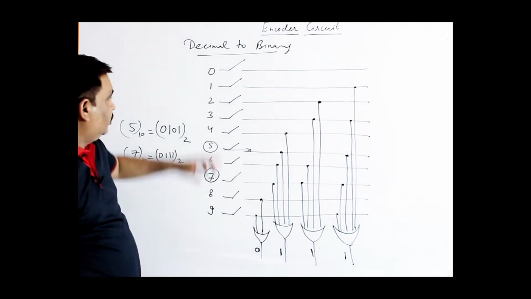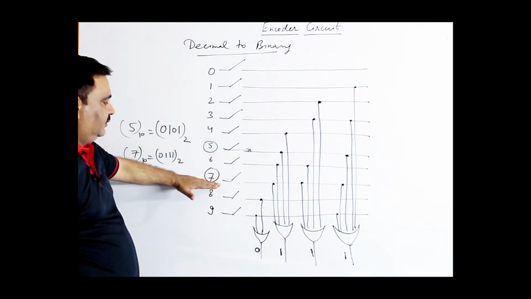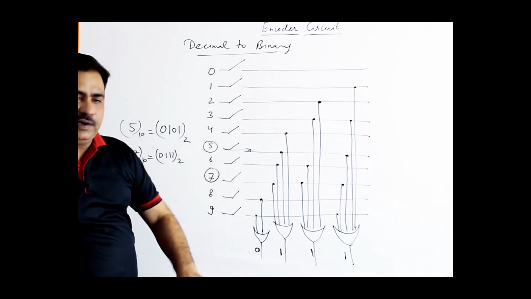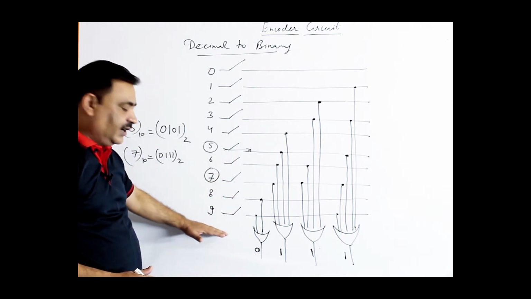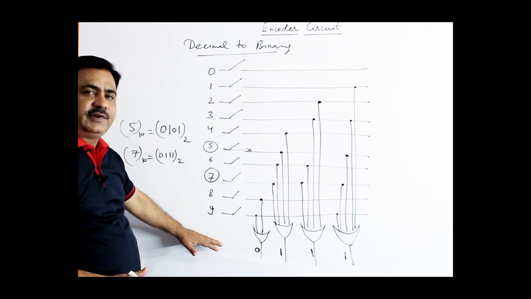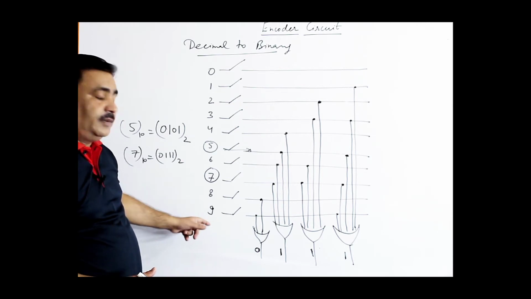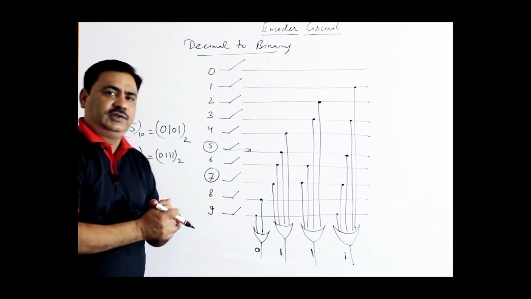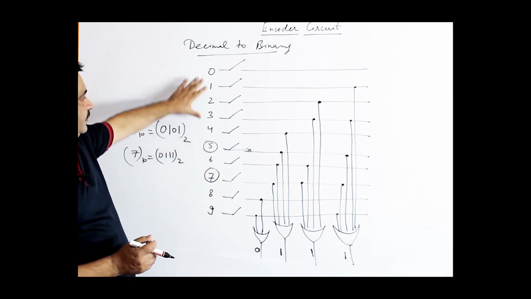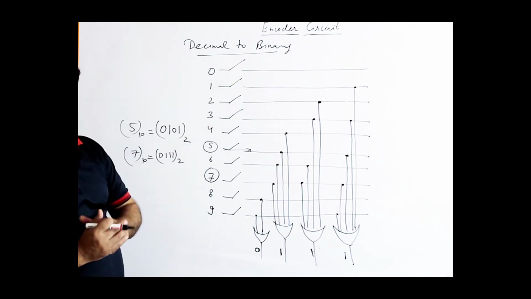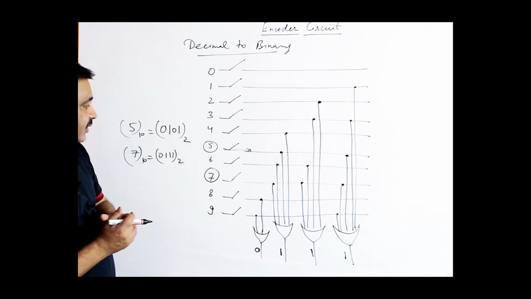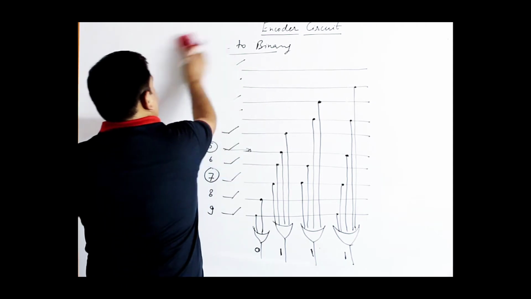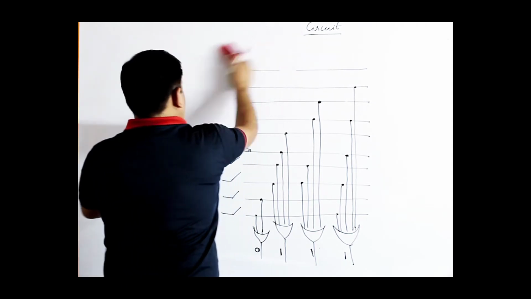For octal you take up to 7 only. For decimal 0 to 9. For hexadecimal you can go to 10, 11, 12, 13, 14, 15, or you can write A, B, C, D, E, F, as you can see in my notes also. So this is about the decimal to binary encoder. Now let us continue with the next circuit, which is the decoder circuit.